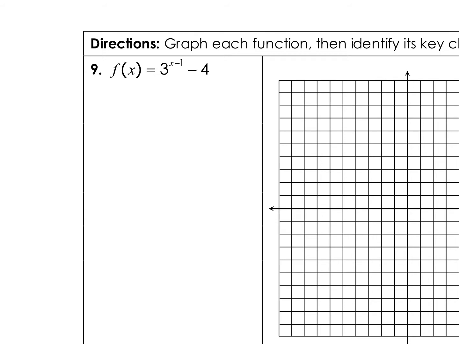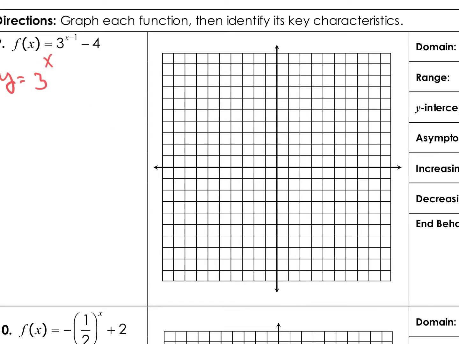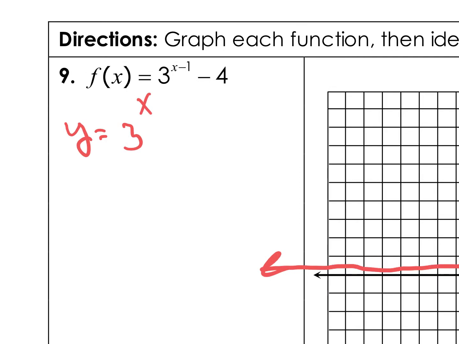So my parent will be y is 3 to the x. Let me just do that in red. 3 to the x has to be a growth going through (0, 1). So there it is. Close enough. It's just a rough graph, okay? I know it could be steeper than that. But what's happening to the parent? Let's take a look right here.